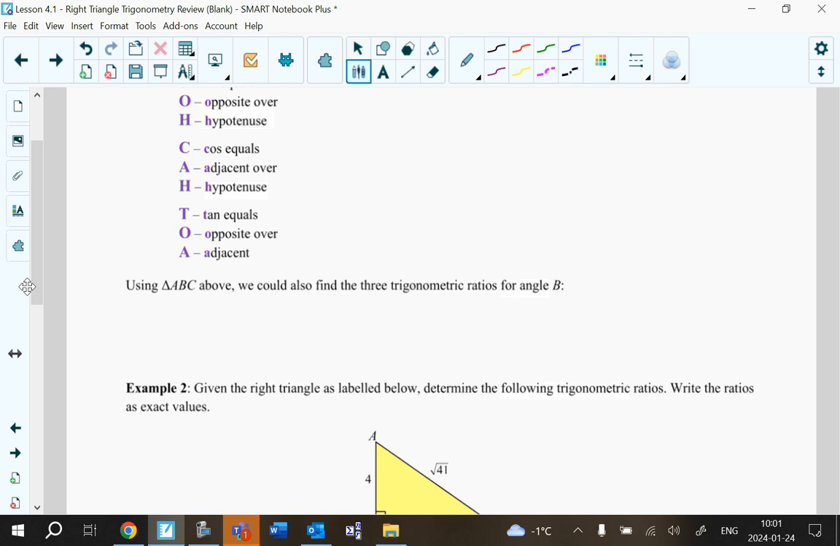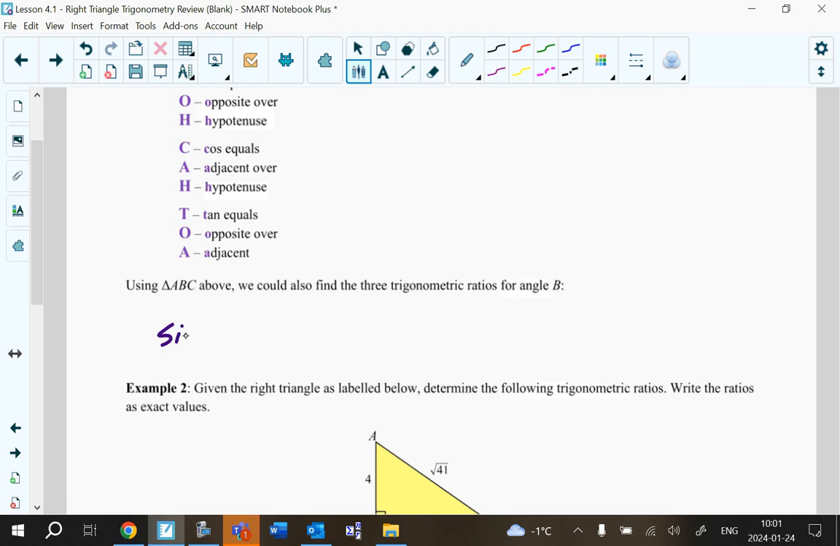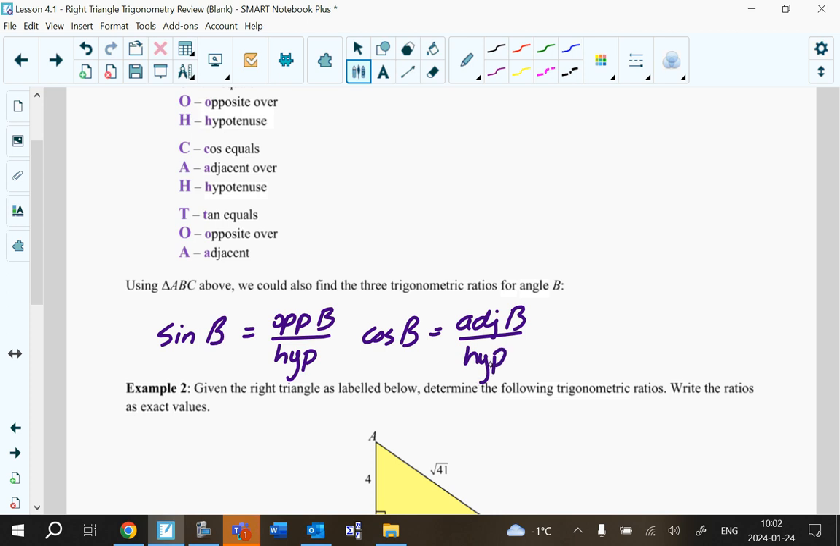So similarly, in that previous triangle, we could have found the sine of angle B by doing the side opposite angle B to the hypotenuse. Cosine of angle B would be the side adjacent to angle B over the hypotenuse. And the tangent of angle B, or tan B, would be the side opposite angle B to the side adjacent to angle B. Okay?